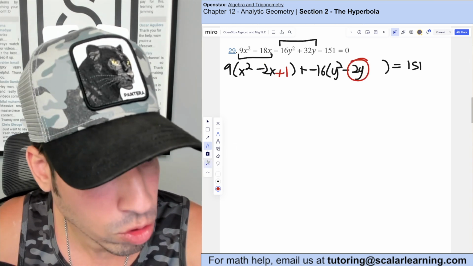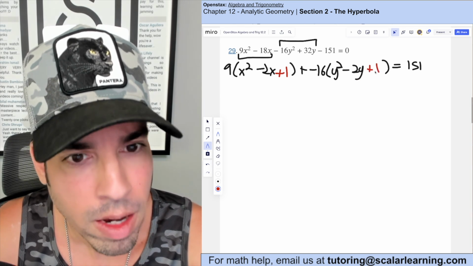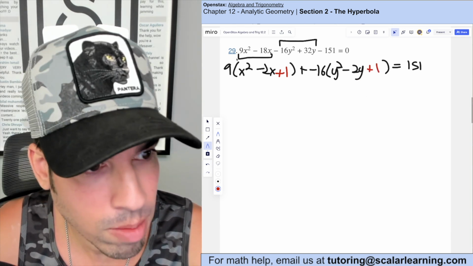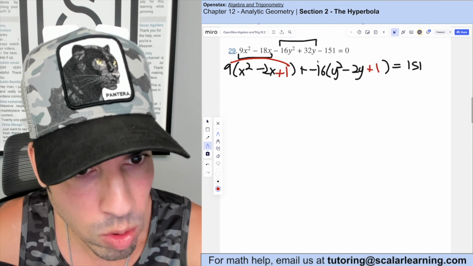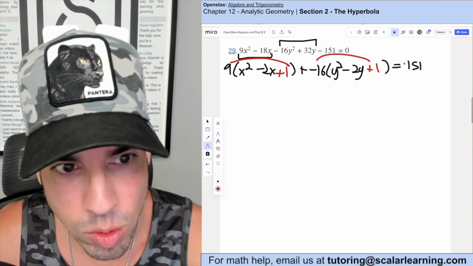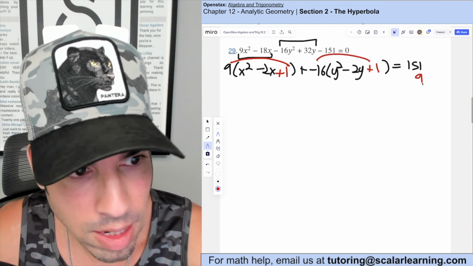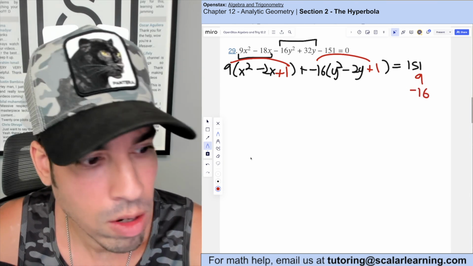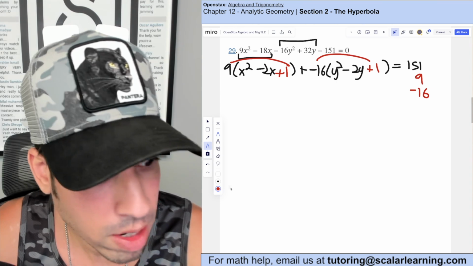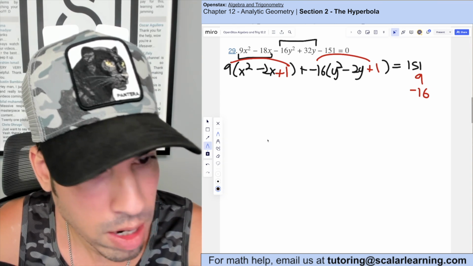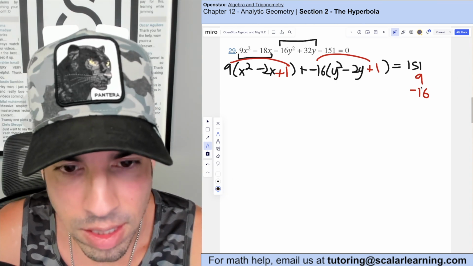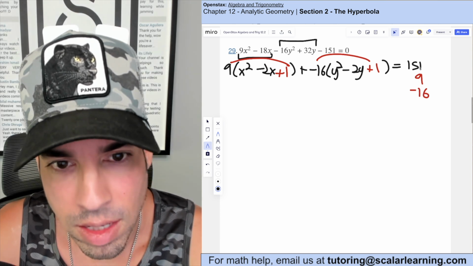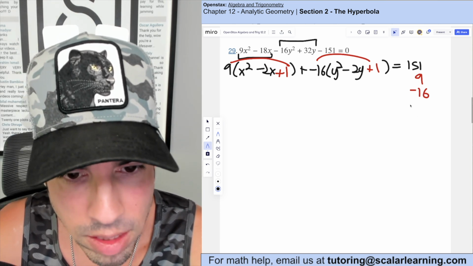Half of this and square it, that's also 1. And then we're going to add the same to the other side. But remember, that's really a 9 times 1 and a -16 times 1. So we're adding 9 and -16. Okay. So now on the right-hand side, this simplifies to 9 plus -16 is -7, and then -7 take away from that is 144.